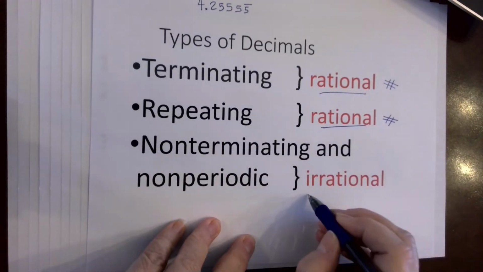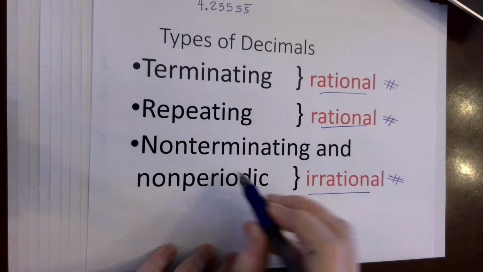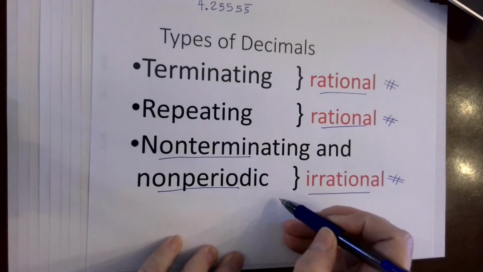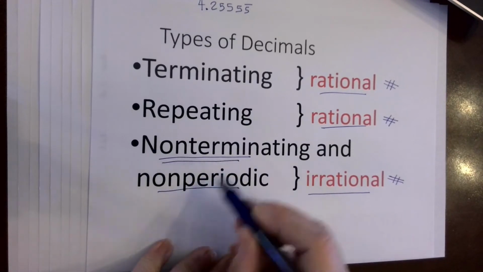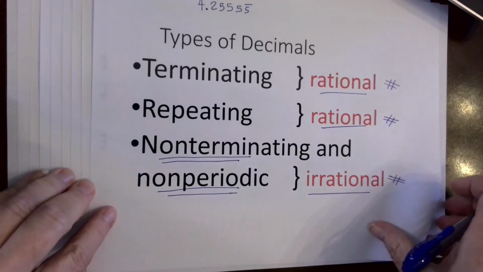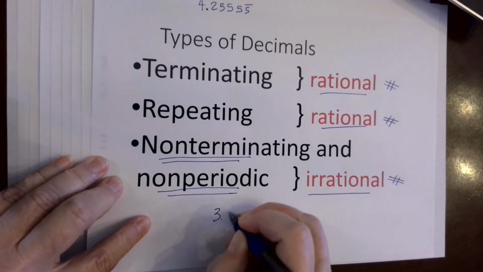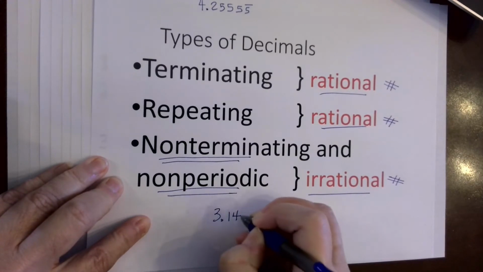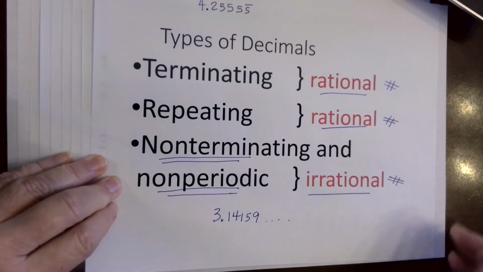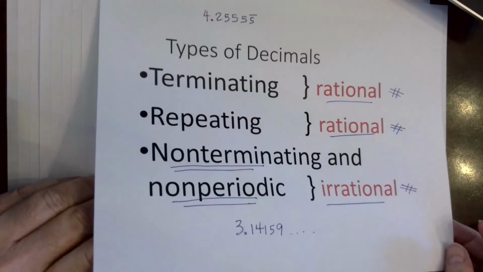The only kind of irrational decimal doesn't stop and doesn't have a pattern. Doesn't stop, doesn't have a pattern. I gave pi as an example of that in another video. 3.14159265535, on and on, without a pattern, but it never stops. So that makes it an irrational decimal.